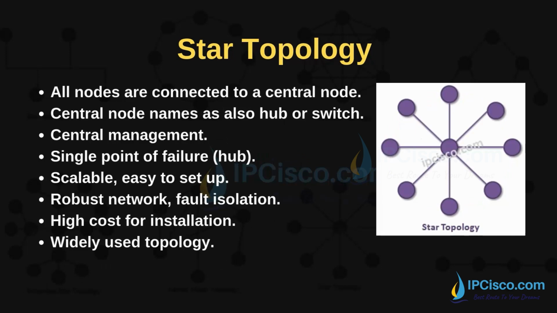Another topology type is star topology. In such a topology, all the nodes are connected to a central node, as a star. This central node is called a hub or switch. The management of the network is done in this central node. The critical point is this: the hub is a single point of failure. When it fails, the network fails too.